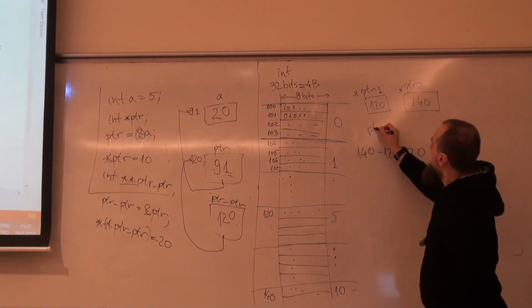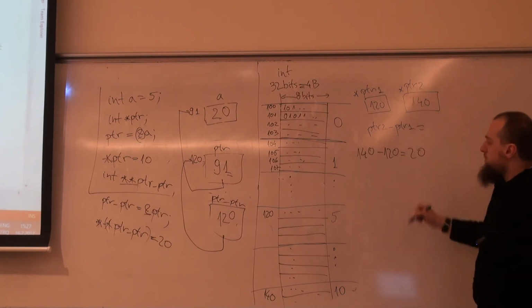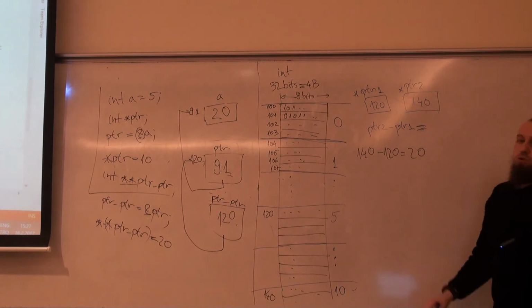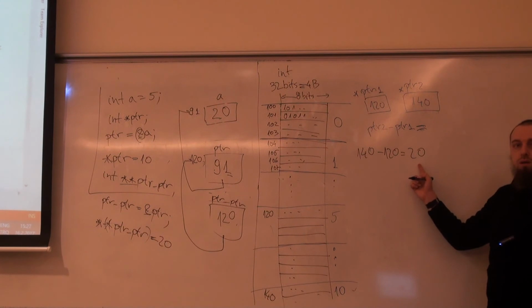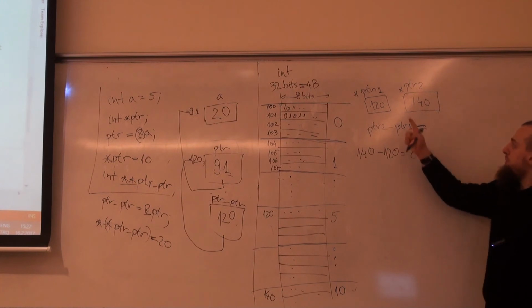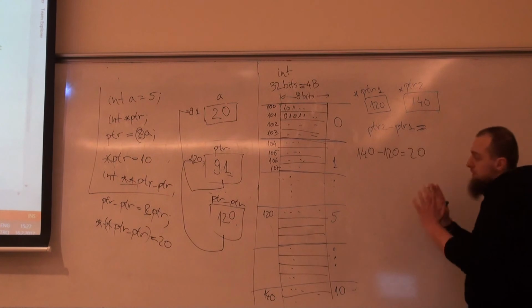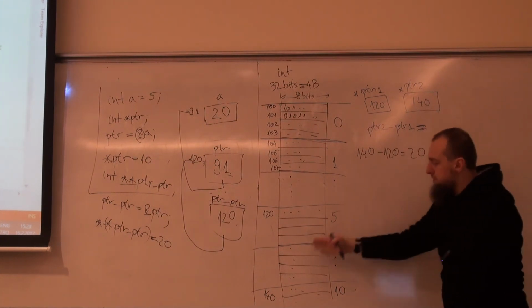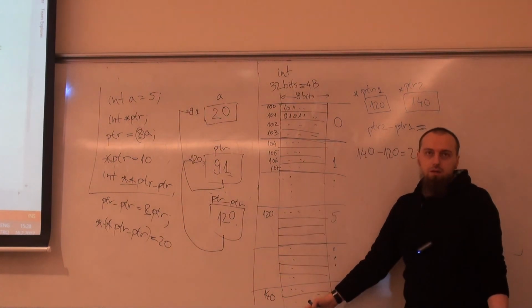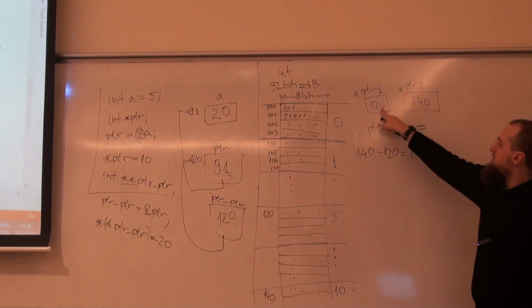If I say PTR2 minus PTR1, like this, what do you think? What kind of a value am I going to have? Is that going to be 20 really? So PTR1 is 120, it points here. PTR2 is 140. The ordinary arithmetic, mathematics, says that there's a difference of 20 slots, 20 bytes. And it is the case. But since we're dealing with pointers, if I say this guy minus this guy, what am I going to have?